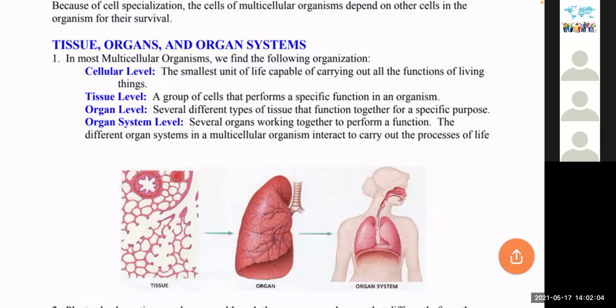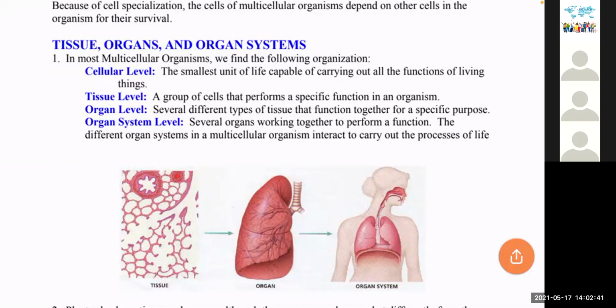At the organ level, several different types of tissue function together for a specific purpose. That's the organ level. We're going to have different types of tissues. Of course, there'll be blood. There'll be other tissues that will have to function together for a specific function.